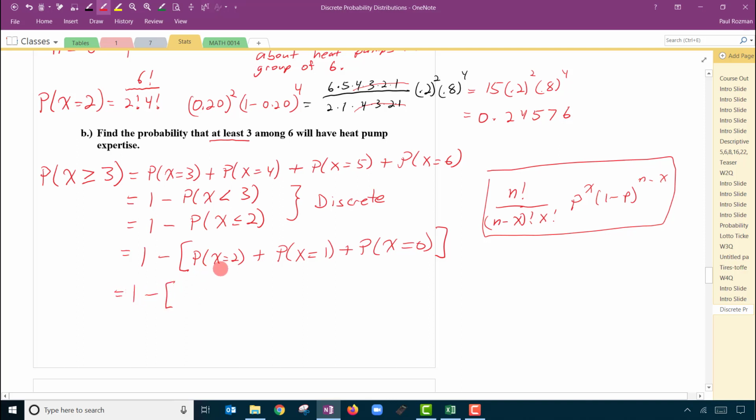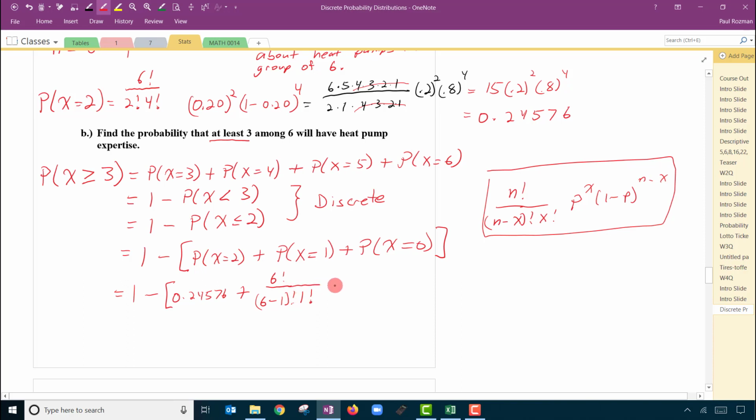This first value here we already know, 0.24576. And now we just have to do these other two pieces. Now the first piece is when x is equal to 1. So you plug 1 in for x in your formula. And you replace n with whatever n was. And in this case, it's 6. So we'll go 6 factorial over n, which is 6, minus x. In this problem we're solving, it's 1. And then we have x again, factorial.